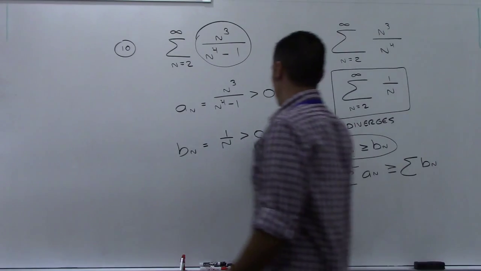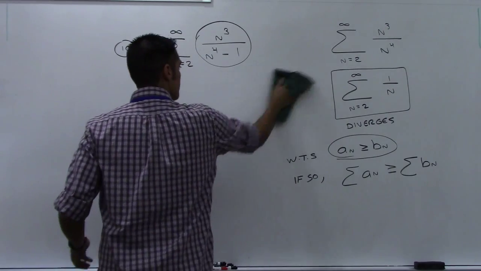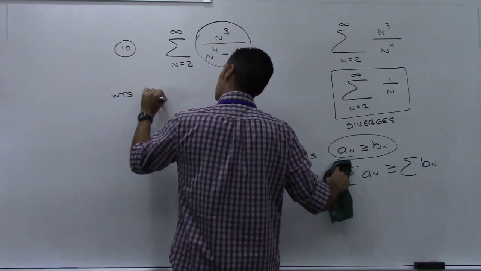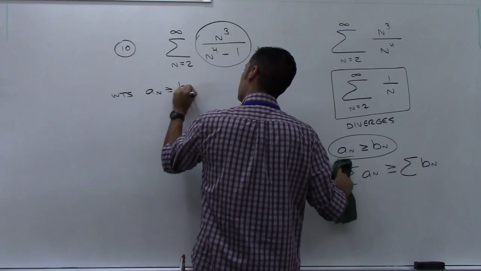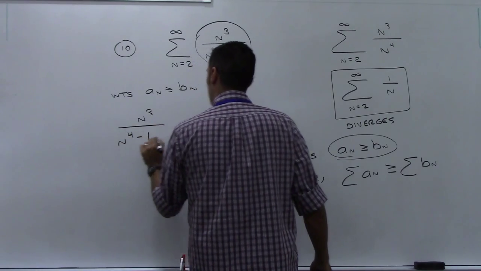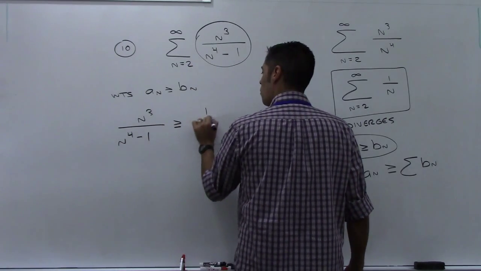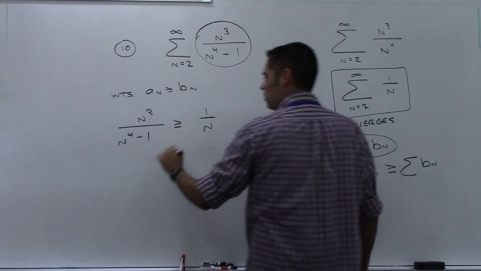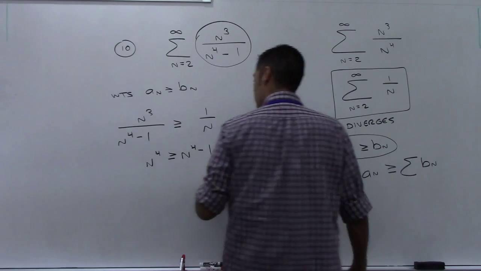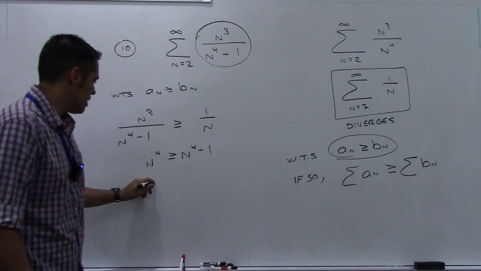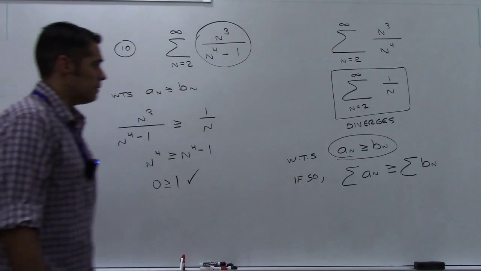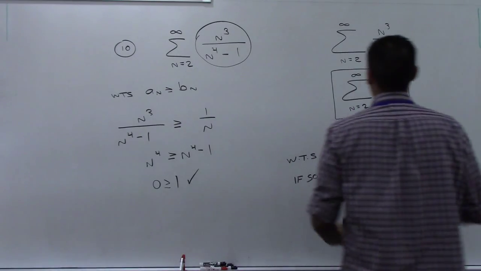So let me go ahead and write down that inequality. I want to show a sub n is greater than or equal to b sub n. So I want to show that n cubed over n to the fourth minus 1 is greater than or equal to 1 over n. Multiplying across, n to the fourth is greater than or equal to n to the fourth minus 1. If you subtract n to the fourth on both sides, you get 0 is greater than or equal to minus 1. Check, that's always true. Therefore, this inequality is true, and I can draw my conclusion.